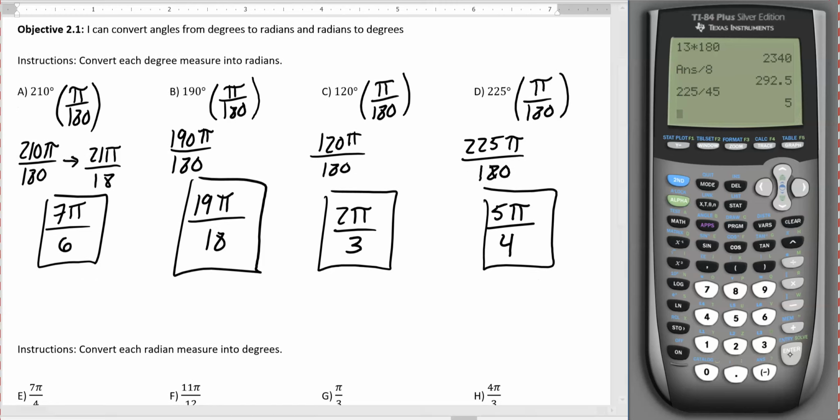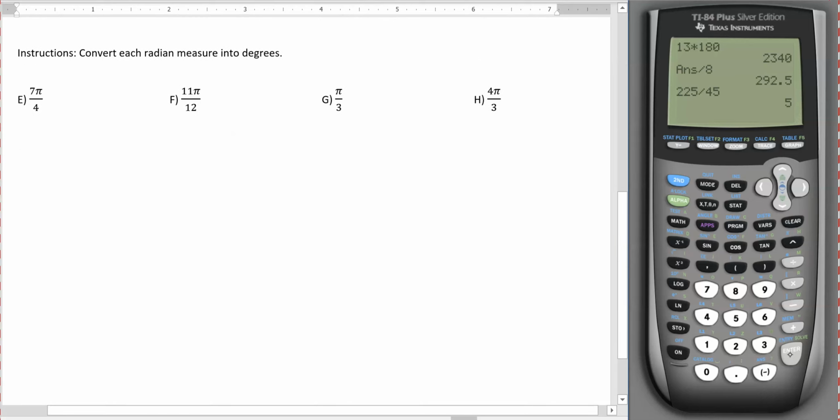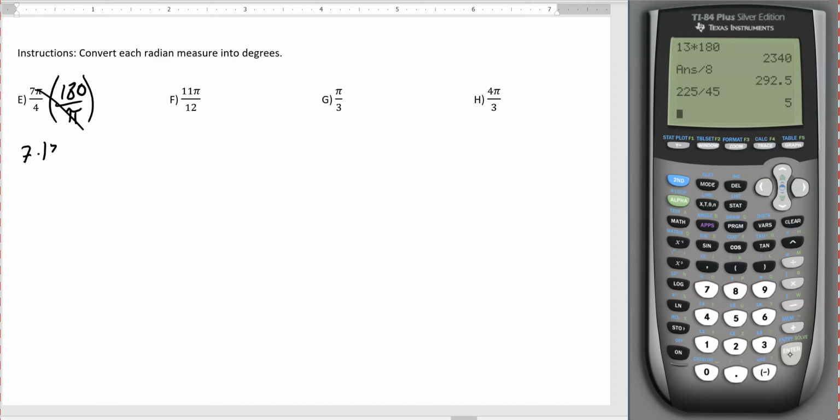Now let's go the other way. Let's convert from radians to degrees. So remember, for this one, I multiply by 180 over pi. So the pi's will divide out. I'm left with 7 times 180 divided by 4. Let's do that in our calculator. 7 times 180 is 1,260 divided by 4, and we get 315 degrees.